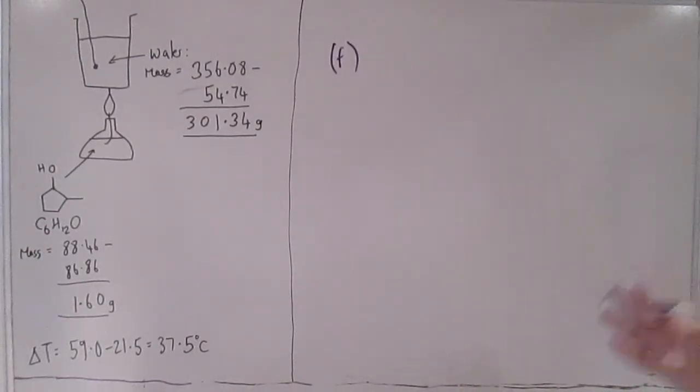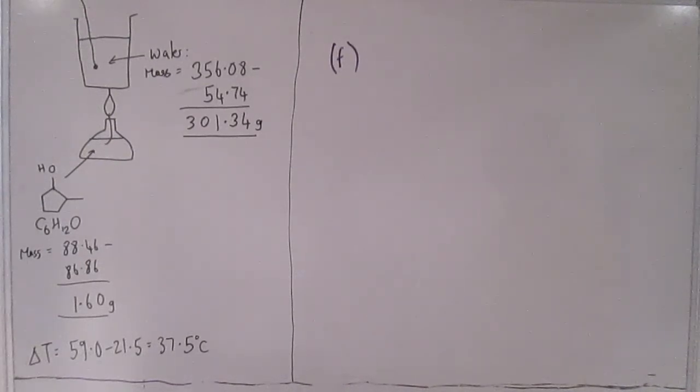Okay, so Maurice does this experiment, he gets his number for delta H, and then his friend comes along and says, yeah, but that doesn't agree with the books. It doesn't agree with the standard enthalpy of combustion, which you can look up in the database, and you don't get the right number. And it's asking you for suggestions as to why not.